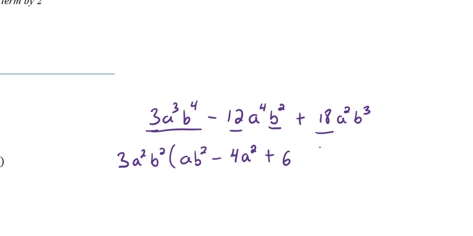That took a little too long. a to the 2 divided by the a squared that we took out just cancel, right? And then b to the 3, so that's just b. Close your bracket, and that is factored.